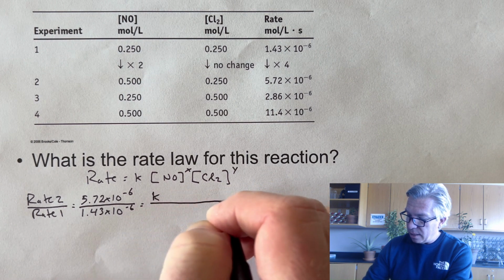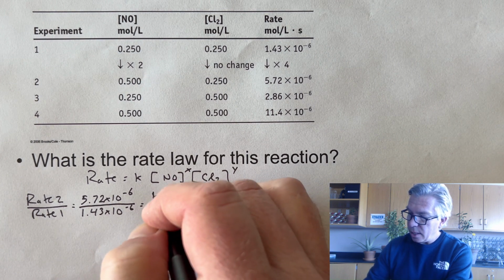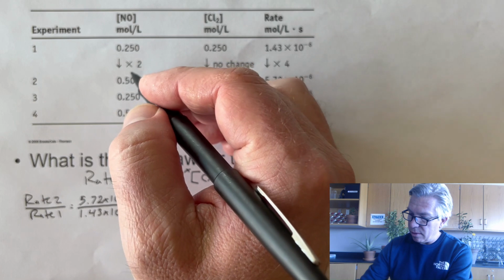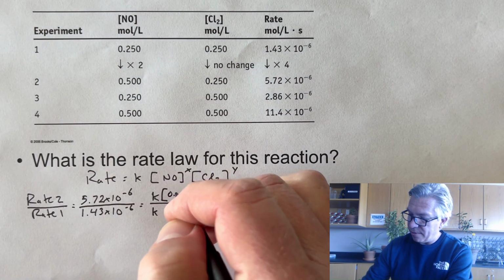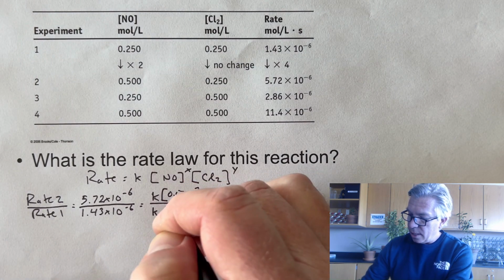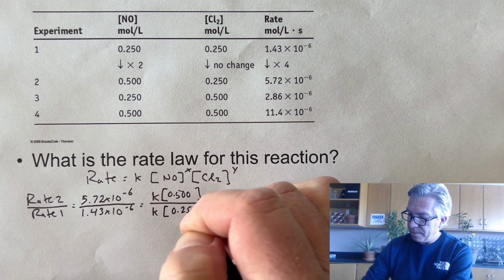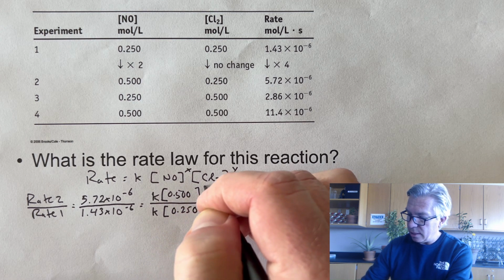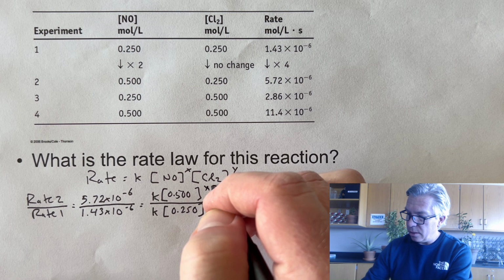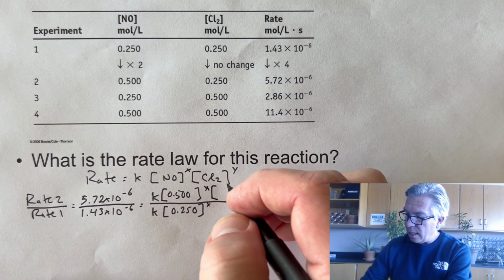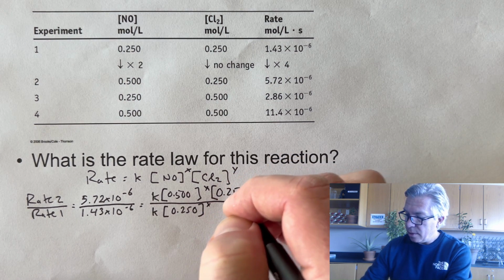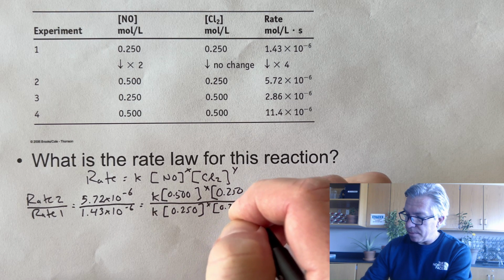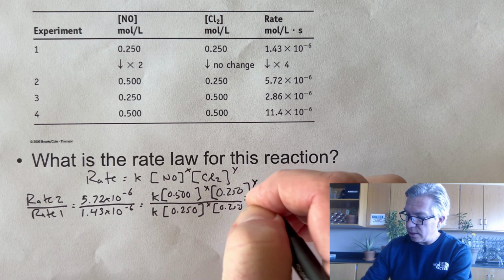I'm going to make a big line over here. And then I'm going to plug in the concentration of NO for trial 2, which is 0.5, and 0.25 for trial 1, raised to some X value. Don't know what that is yet. Well, I do know what that is. And the other side is 0.250 over 0.250, and that's raised to the Y.